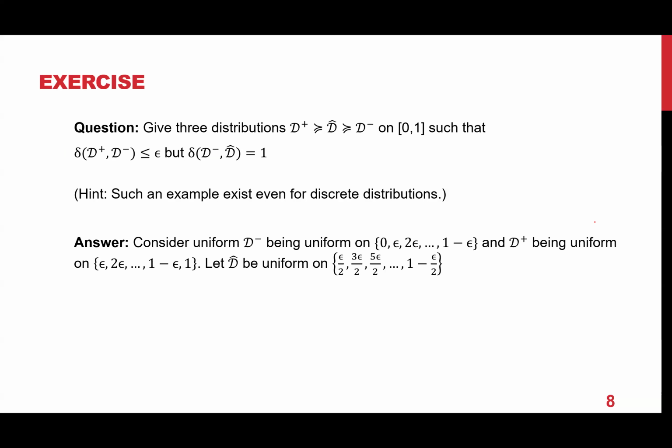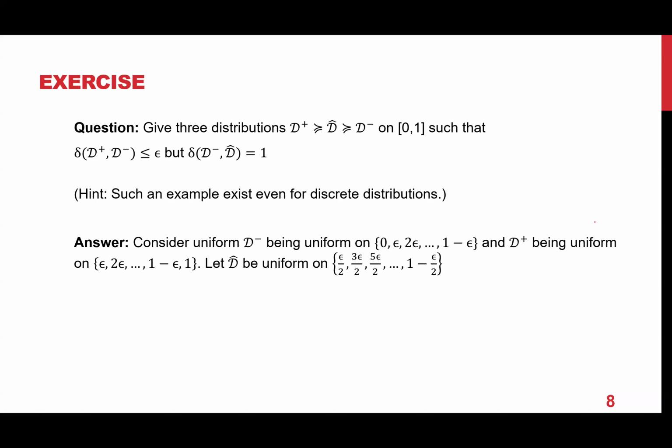So the TV distance between D minus and D plus is epsilon, because in most cases they are the same. You can easily define a coupling, where the ith point goes to the ith point, except for i being 0 or 1 over epsilon. But I can define a distribution which is in between the two. Let's say it's supported on epsilon over 2, 3 epsilon over 2, 5 epsilon over 2, which is clearly in between the two in the sense of majorization. But the TV distance is very bad because this distribution in between has a totally disjoint support. Hence, the TV distance is extremely bad.